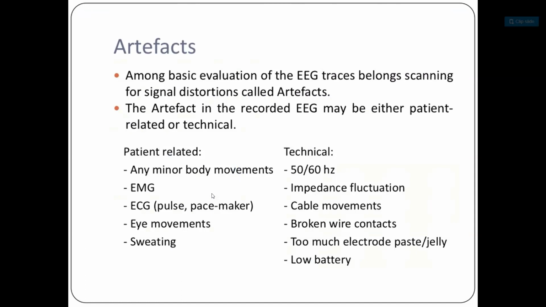Artifacts. Among the basic evaluation of the EEG traces belongs scanning for signal distortion, called artifacts. The artifact in the recorded EEG may be either patient-related or technical. If it's patient-related, it could be body movements, EMG, impedance fluctuation, ECG (electrocardiogram), or eye movements. What is EMG, by the way? Electromyogram, something to do with your muscle movement. Then your eye movements, sweating. So all these things can lead to artifacts in your signal.